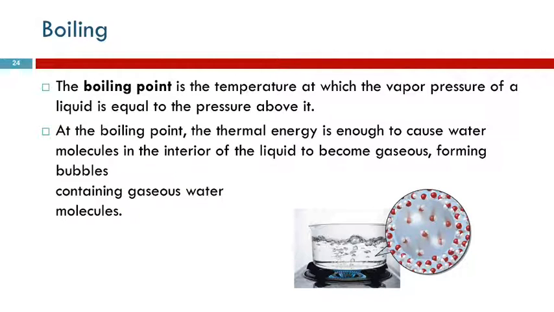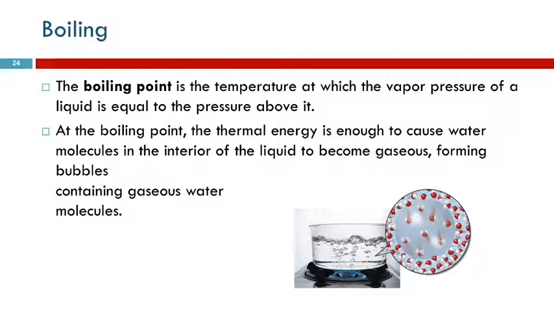Boiling. So the boiling point is the temperature at which the vapor pressure of a liquid is equal to the pressure above it. So the vapor pressure increases as the temperature increases. If you just keep heating it up and heating it up, eventually you'll get to a vapor pressure that equals atmospheric pressure.